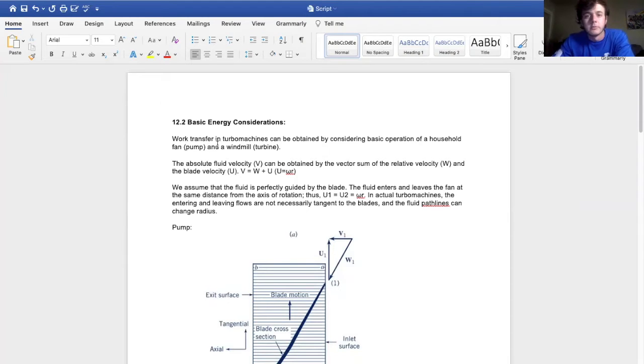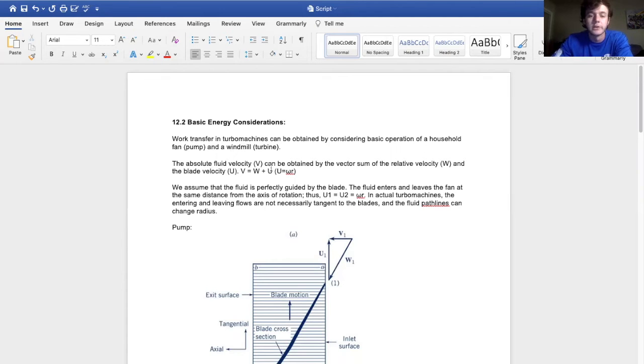My name is Adam, and I'm going to go through sections 12.2 and 12.3 for the turbomachine project. So 12.2 is about the basic energy considerations, and work transfer in turbomachines can be understood by considering the operation of a household fan, which would be a pump, or a windmill, which would be the turbine.